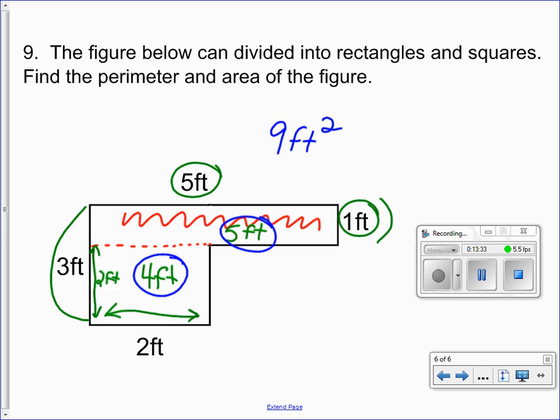And you will again see one of these in your practice problems and in quizzes, so please make sure that you understand how, if you have a shape like this, you can divide it into a rectangle and square.